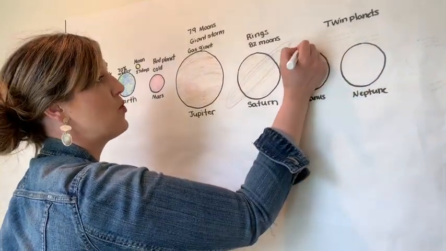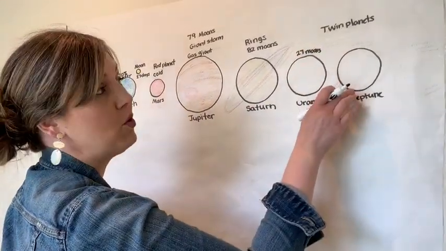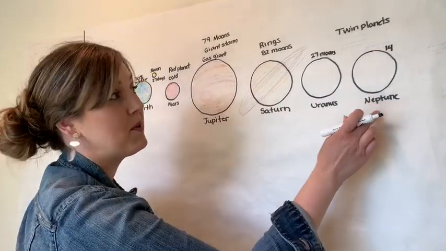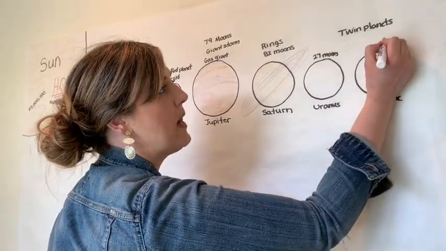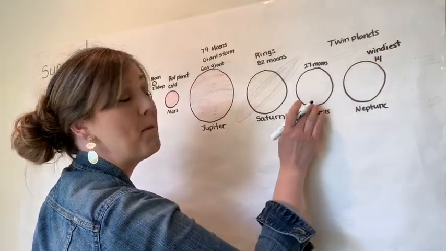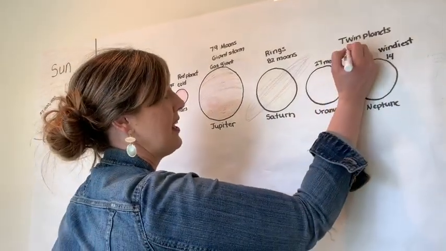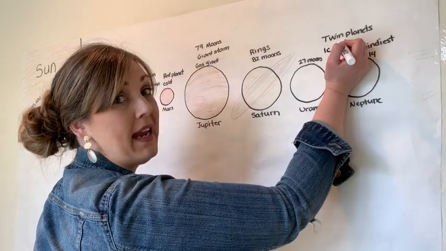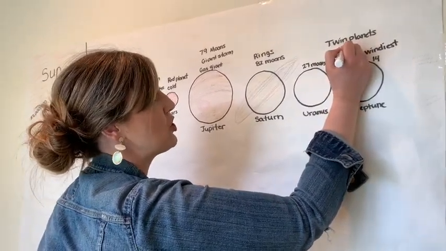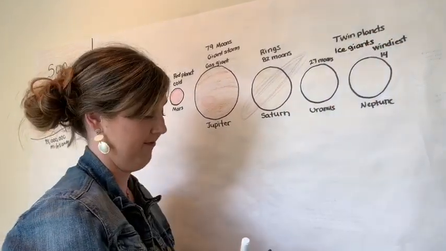Uranus has 27 moons. Neptune only has 14. Neptune is the windiest planet. But both of them are called ice giants. They are made up of icy gases, so it's super, super cold on Uranus and Neptune.